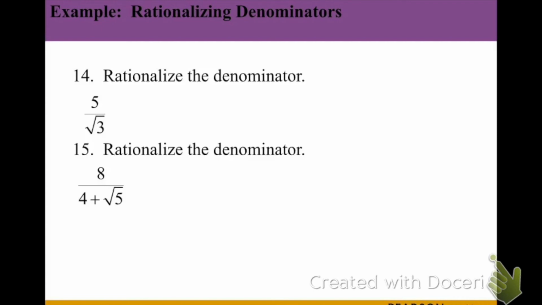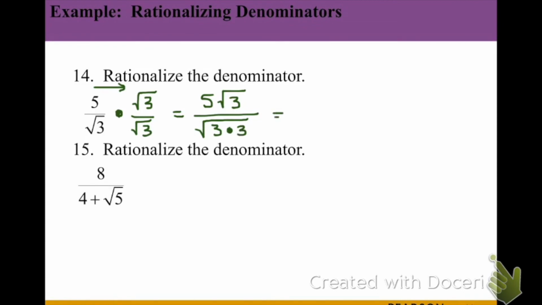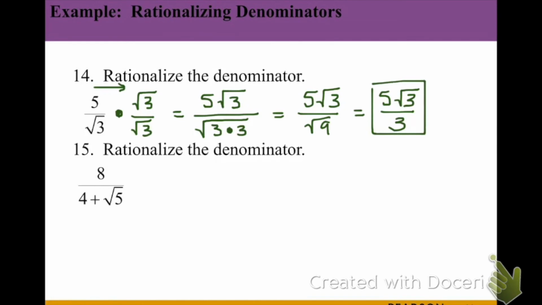Notice in this first example there is just one term in the denominator, a square root 3. So we're going to get rid of that square root in the denominator by multiplying by square root 3 in the numerator and square root 3 in the denominator. Just like fractions, we multiply across. On top we'll get 5 square root 3, and on the denominator we can use our product rule to bring those together, giving us square root 3 times 3, which is square root 9, but we know that simplifies to just 3. So our final answer is 5 square root 3 over 3. Notice now that the radical is in the numerator, which is okay. As long as it's not in the denominator, we're doing just fine.